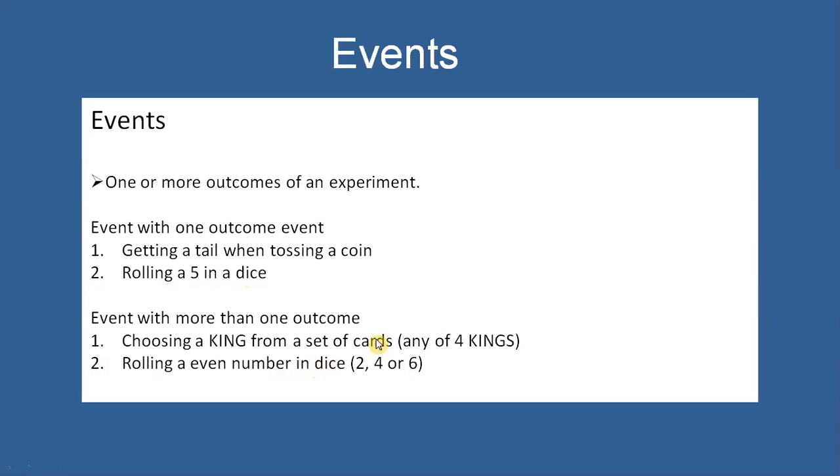Event with more than one outcome. Choosing a king from a set of cards. That is any of 4 kings. Here there are 4 possible outcomes. And rolling a even number in a dice. 2, 4 or 6. Here there are 3 possible outcomes. Similarly, rolling a odd number in a dice. 1, 3 and 5. So there are also 3 possible outcomes. And all are valid outcomes.